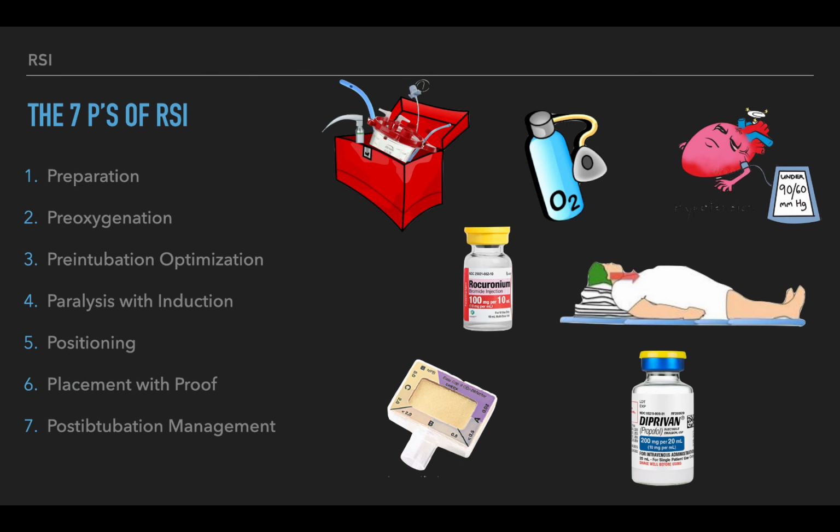Okay, so that is the 7 Ps and basically RSI in a nutshell. I think if you take nothing else away from this lecture, those first 3 are the most important. Preparation: pretend like respiratory doesn't exist, do it yourself. Pre-oxygenation: remember 3 minutes of pre-oxygenating at 100% FiO2, plus also apneic oxygenation. And then pre-intubation optimization: make sure that you resuscitate before you intubate.